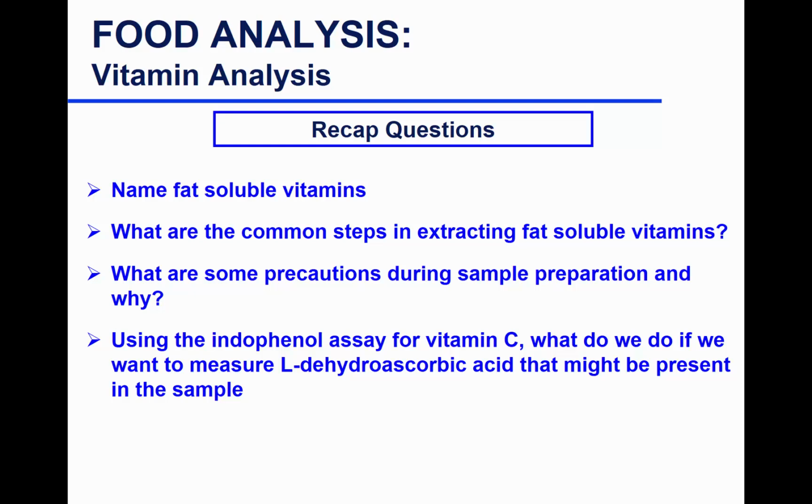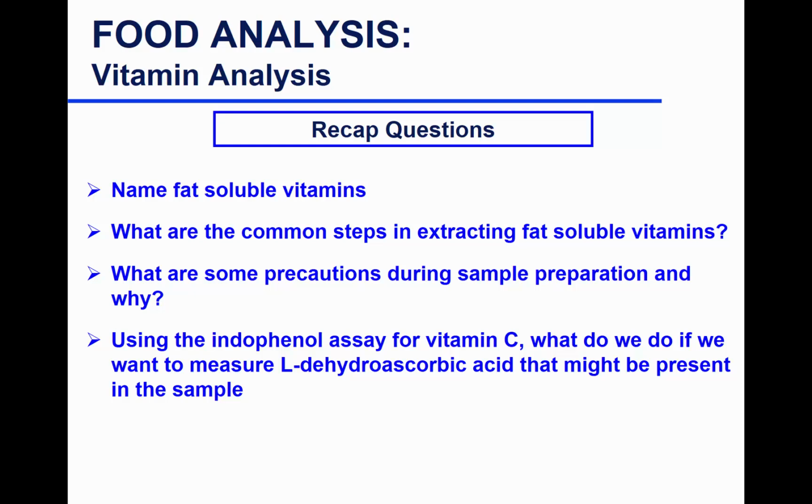Yes, Eric. What are the common steps in extracting fat-soluble vitamins, Justin? What are we saponifying? What is usually soluble in organic solvents? Yes. So when you saponify them, you make them more soluble in the aqueous phase, and what remains are the vitamins, and they can be extracted by organic phase.